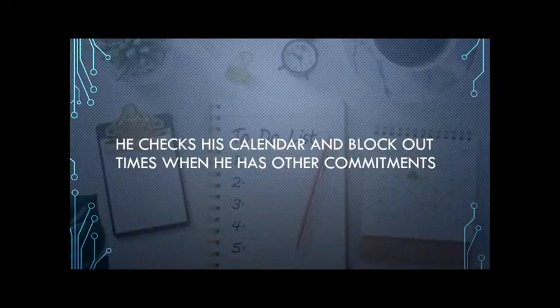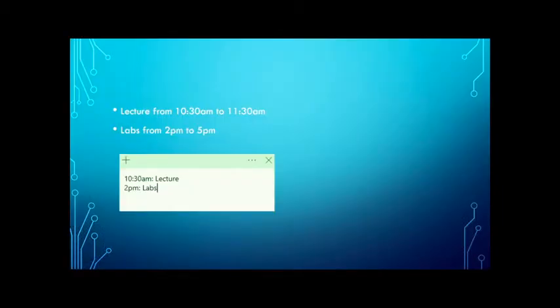He moves on to the next step, which is to check his calendar and block out the time where he has other commitments. So he checks his calendar and he sees that he has one lecture and one lab the following day. The lecture runs from 10:30 to 11:30, and his lab runs from 2 to 5 p.m. So he makes a start on his timetable.